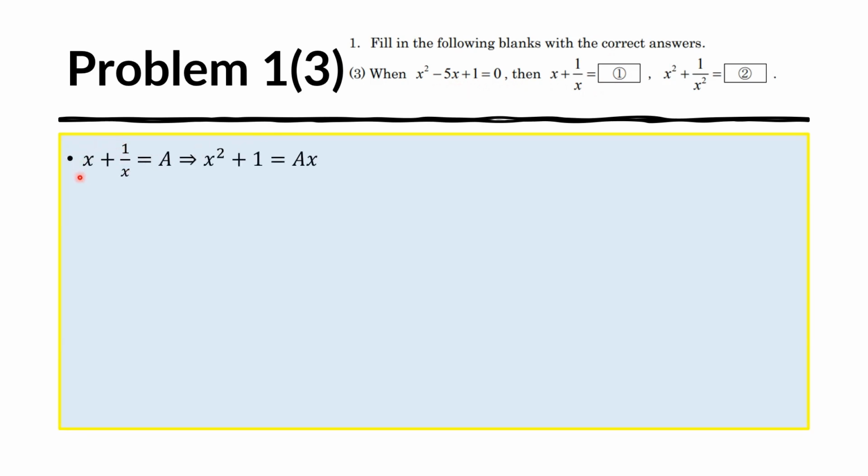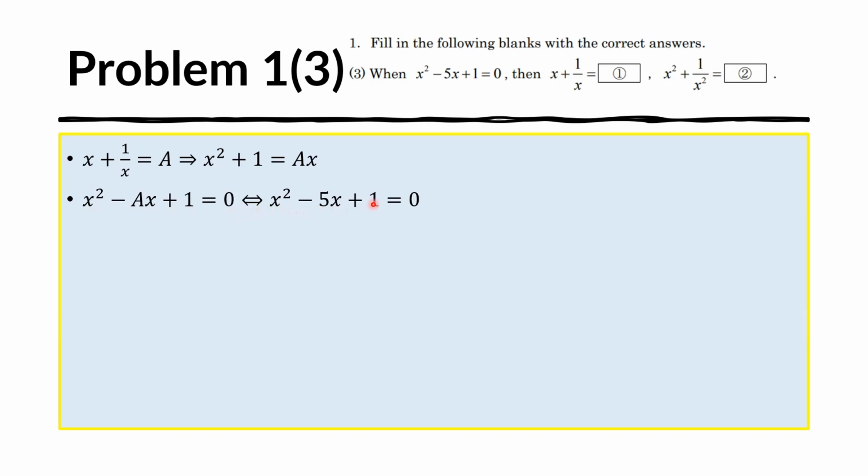So we start with x plus 1 over x. Suppose the answer is a. We don't know yet, but we're looking for a. Now, if we multiply both sides by x, we get x squared plus 1 equals ax. Now, I want to make this look like the given. So I move the ax to the left side, and so we get x squared minus ax plus 1 equals 0.